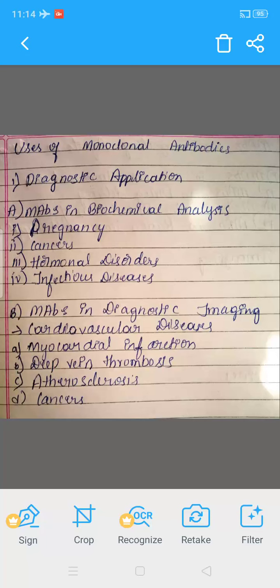In this class, I am explaining about the uses of monoclonal antibodies. First one, diagnostic application. Monoclonal antibodies in biochemical analysis.